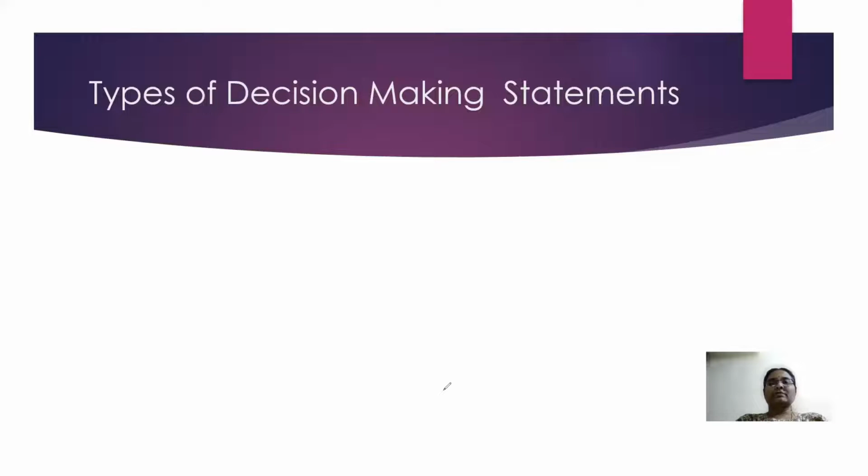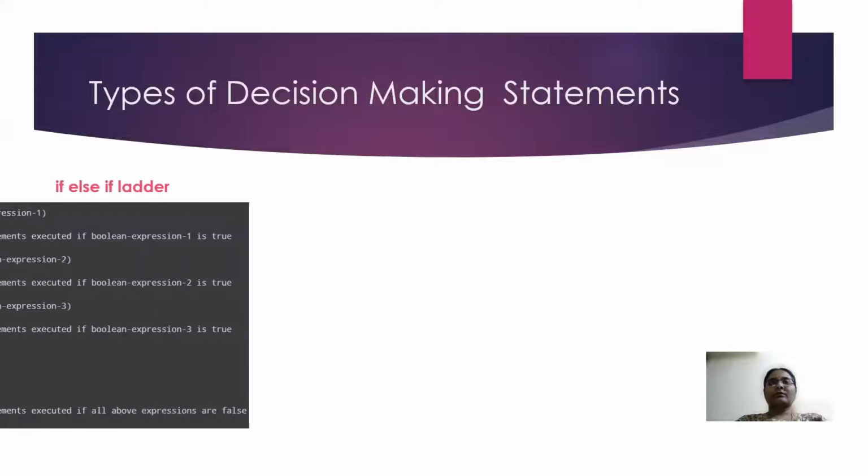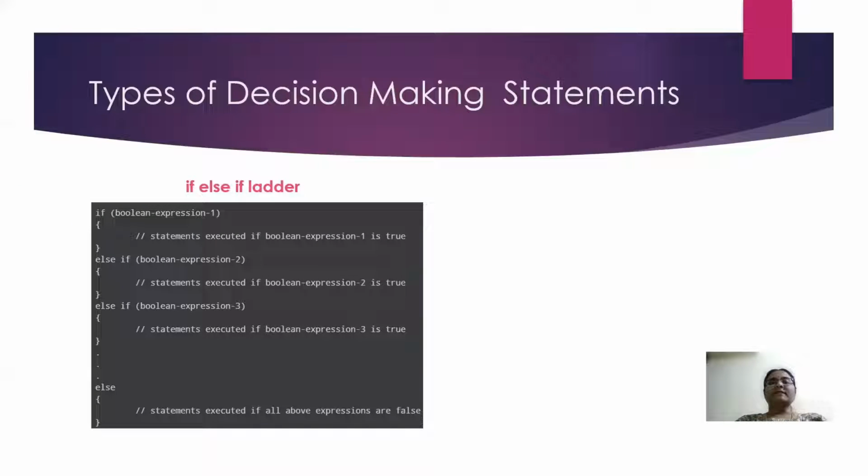The next statement is if else if ladder, which means that you can check multiple conditions. If one condition fails, then you can check the next condition. If the second condition fails, then you can check the third condition. Like that, if you have more conditions to be checked, you can make use of if else if ladder.